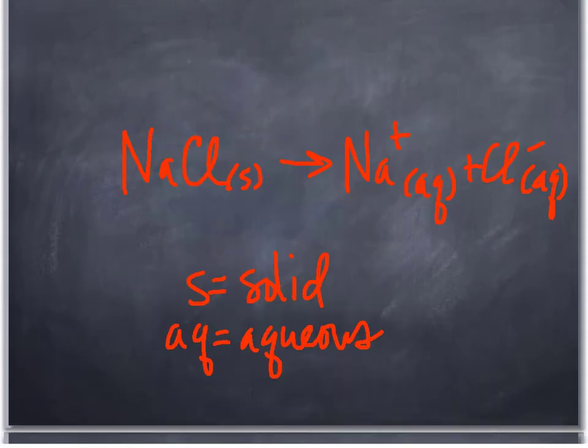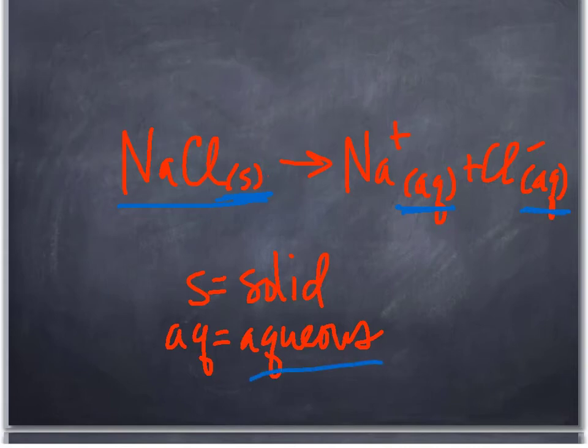So here's one way we could represent this dissociation. We could say sodium chloride becomes, or yields, sodium ion and chloride ion. Notice these symbols here written as subscripts. Those are the phases. So if we start with solid sodium chloride, we get aqueous sodium ions and chloride ions. Aqueous means they're in solution.